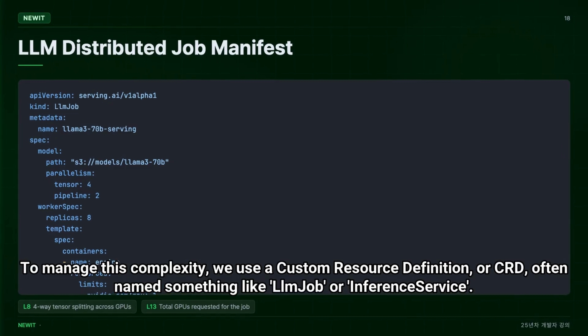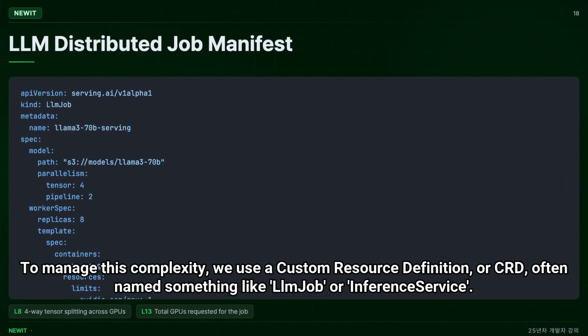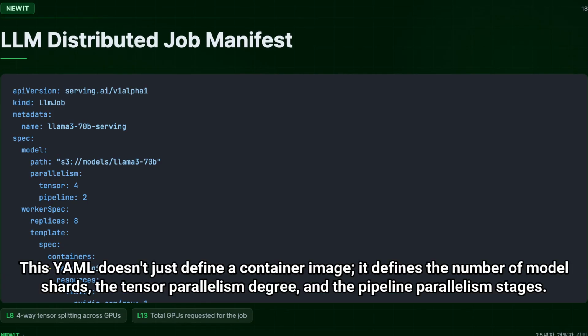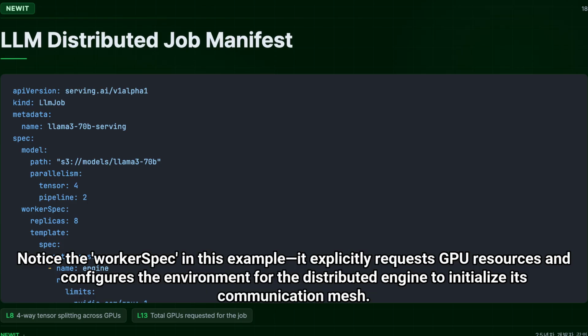To manage this complexity, we use a custom resource definition, or CRD, often named something like llm-d or InferenceService. This YAML doesn't just define a container image. It defines the number of model shards, the tensor parallelism degree, and the pipeline parallelism stages. Notice the worker spec. In this example, it explicitly requests GPU resources and configures the environment for the distributed engine to initialize its communication mesh.